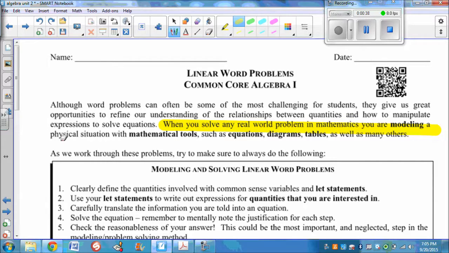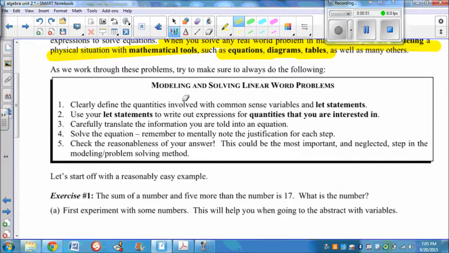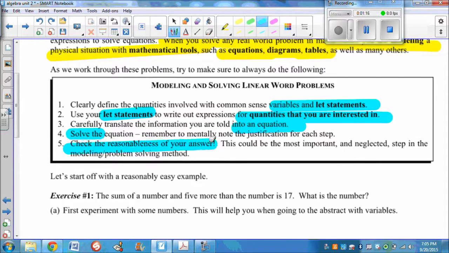Your word problems are going to help you model a physical situation with your math tools: your equations, diagrams, and tables. I've got some steps here, and I'm going to give you a mnemonic to remember these steps, so hopefully you can be successful with your word problems. The first one is make sure you have some let statements to define your variables. Use your let statements to write out expressions for quantities that we're interested in. We've got to translate and make a right and accurate equation. We've got to solve that equation, and then we've got to check the reasonableness of your answer.